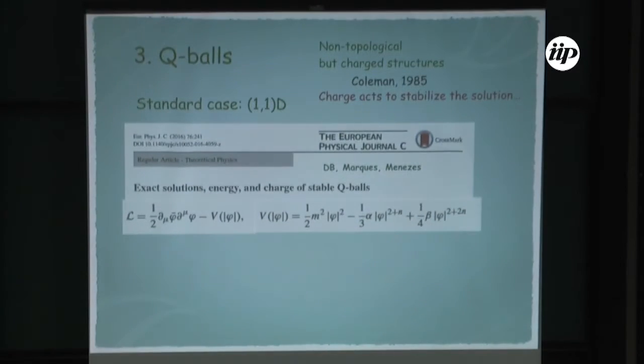Okay. Q-balls. Q-balls were a Coleman invention, you could say, in '85. And we are studying Q-balls too, but in a very simple environment, in one dimension, because Q-balls are important for phenomenology and other things. But we are learning this. So we are studying 1 plus D.